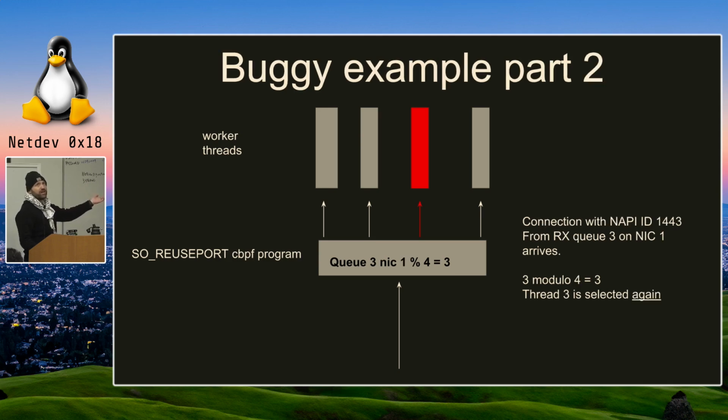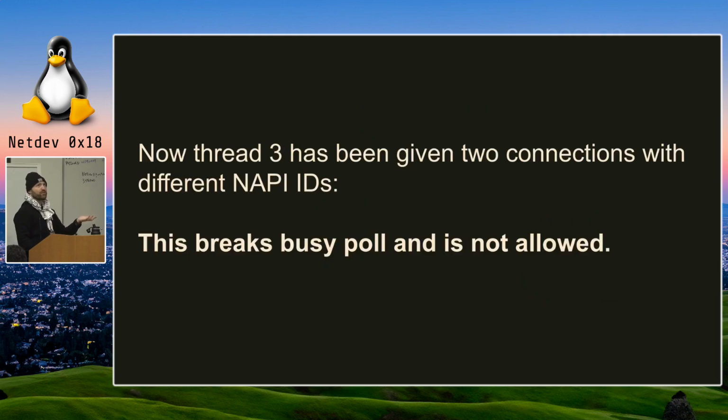Then you get another connection. This is queue number 3, but on NIC 1. This is a different hardware receive queue, and this has NAPI ID 1443, which is different than the NAPI ID on the last slide. But you're still doing the same thing. You're taking the receive queue, Q3, modulo the number of threads, 4, and 3 mod 4 is 3. So you're still selecting file descriptor number 3, and now you've sent 2 file descriptors that came in on different hardware queues to the same thread, which breaks the invariant you need if you want busy polling to work properly.